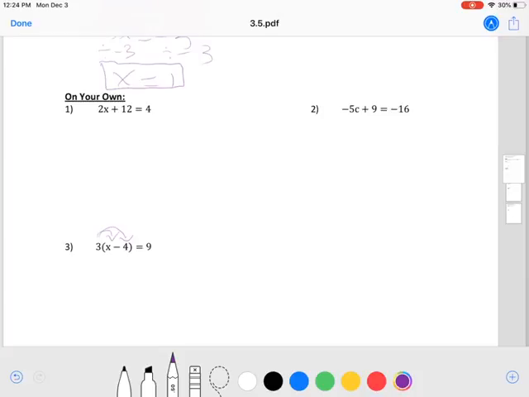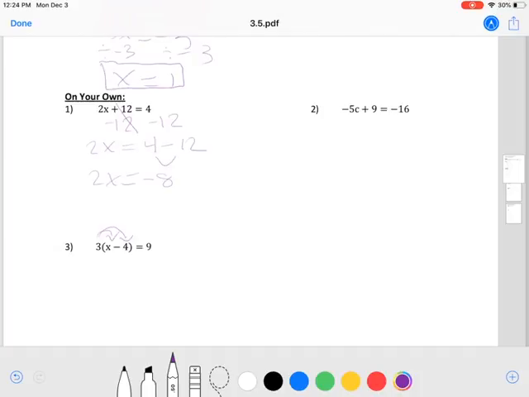All right, so number 1, 2x plus 12 equals 4. So first we have addition, so we need to subtract. So we're going to subtract 12 from both sides. So we're going to be left with 2x equals 4 minus 12. Again, if we're taking a larger number away from a smaller number, it's going to be negative. So 4 minus 12 is negative 8. So I'm left with 2x equals negative 8.